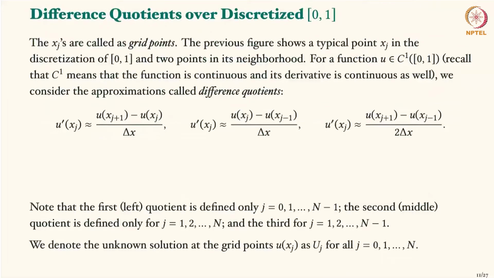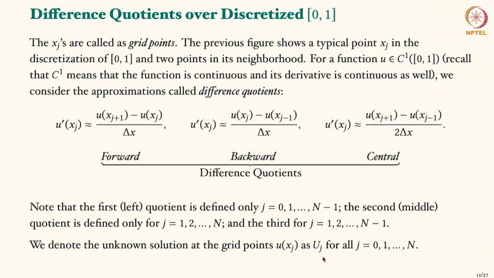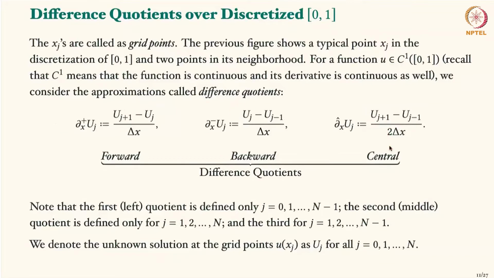Okay, so we'll denote the unknown solution at the grid points as uppercase Uj, so u of xj is Uj. These have some standard names. This is called the forward difference quotient, or the forward difference formula. This is called the backward difference formula, and this is the central difference formula. And using this new terminology, I'm going to introduce notation.